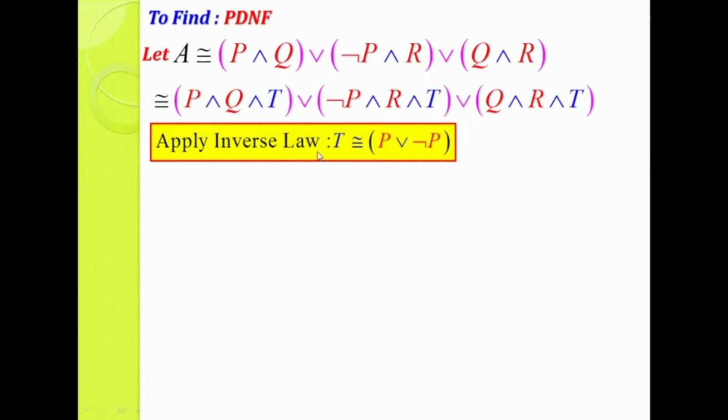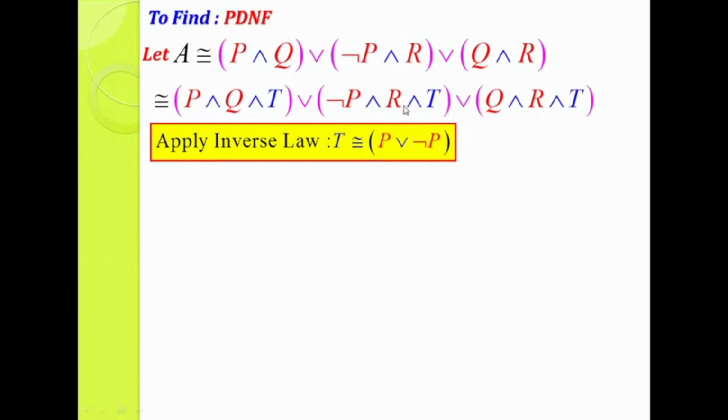So we apply the inverse law, that is nothing but T can be written as P or negation P. Okay, so here we see we need 3 variables, but only 2 variables are there, P, Q. One variable is missing. What is that variable? The R variable is missing, so I am going to introduce it. T can be written as what? R or negation R.